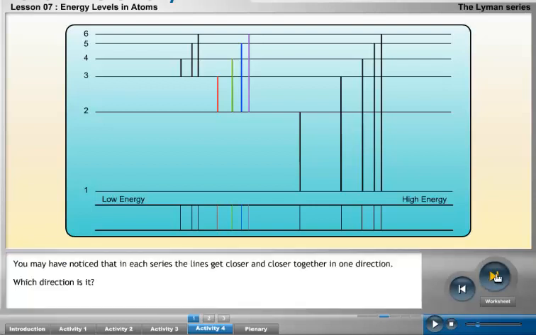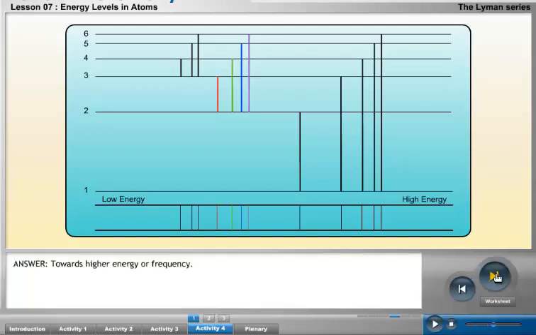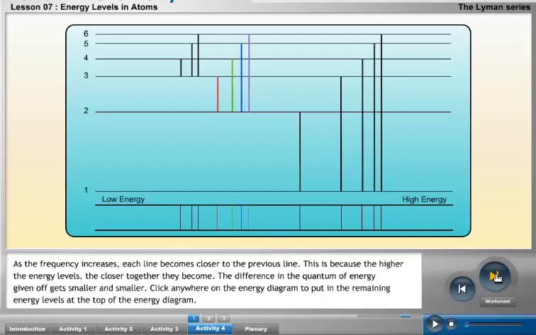You may have noticed that in each series the lines get closer and closer together in one direction. Which direction is it? Answer: towards higher energy or frequency. As the frequency increases, each line becomes closer to the previous line. This is because the higher the energy levels, the closer together they become. The difference in the quantum of energy given off gets smaller and smaller.